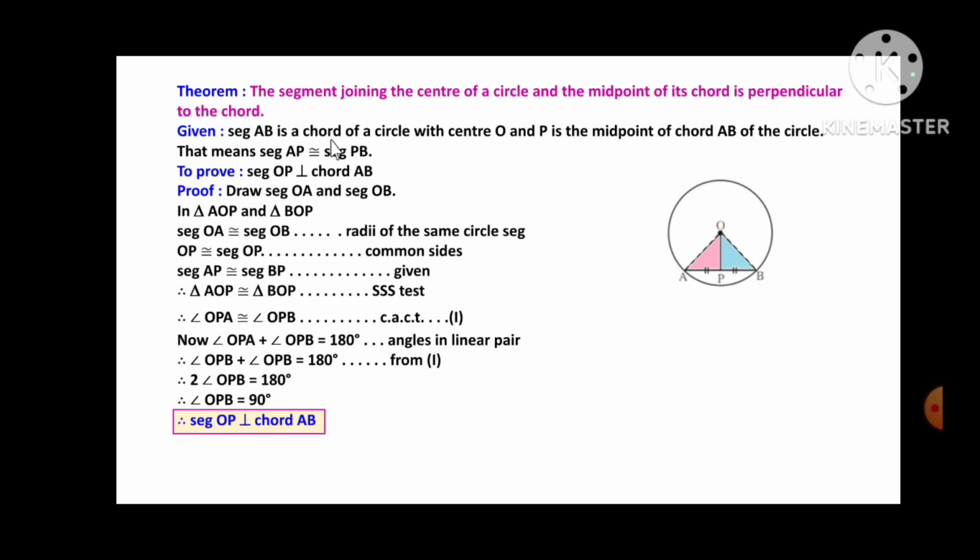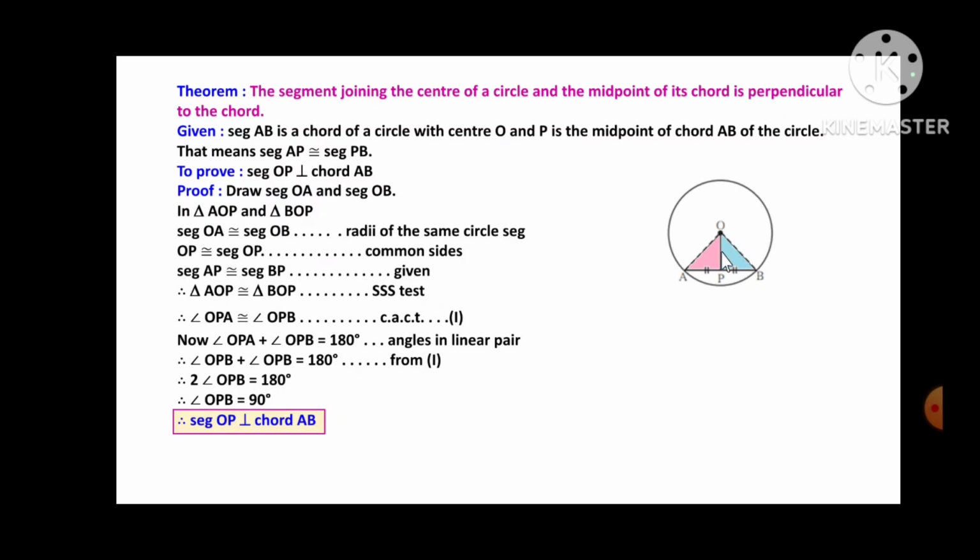What is given? Segment AB is a chord of a circle with center O, and P is the midpoint of the chord AB of the circle. That means AP is equal to BP here. What do we have to prove? OP is perpendicular to AB. Now again we have to draw OA and OB, or join OA and OB. There is a formation of two triangles, triangle OPA and triangle OPB, one shown with pink color, another with blue color. So these two triangles we will consider.